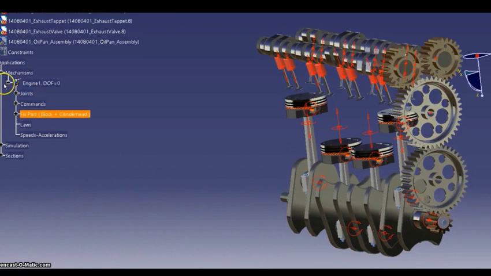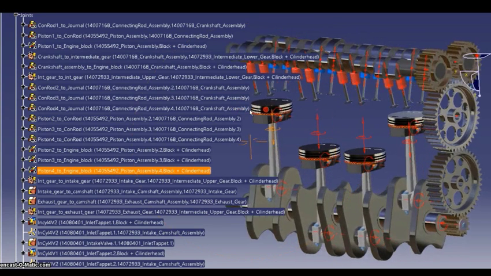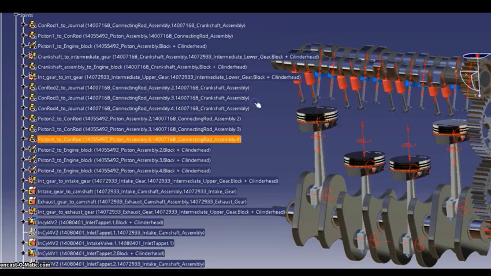We'll explain the joints starting with the piston and will end with the valves. The engine block is fixed. The assembly piston plus piston rings is first connected to the engine block through a cylindrical joint, and then to the connecting rod through a revolute joint on the pin.